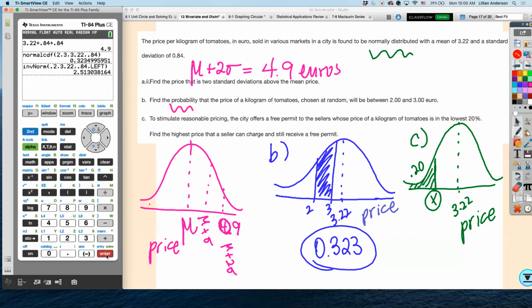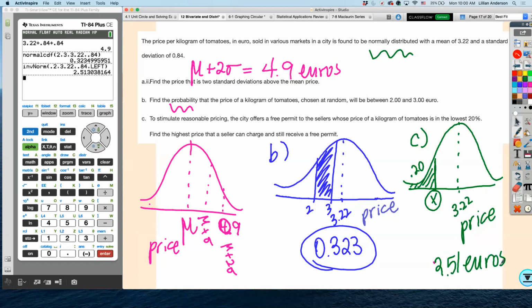And that's my X value. A price of 2.51 euros. Questions?